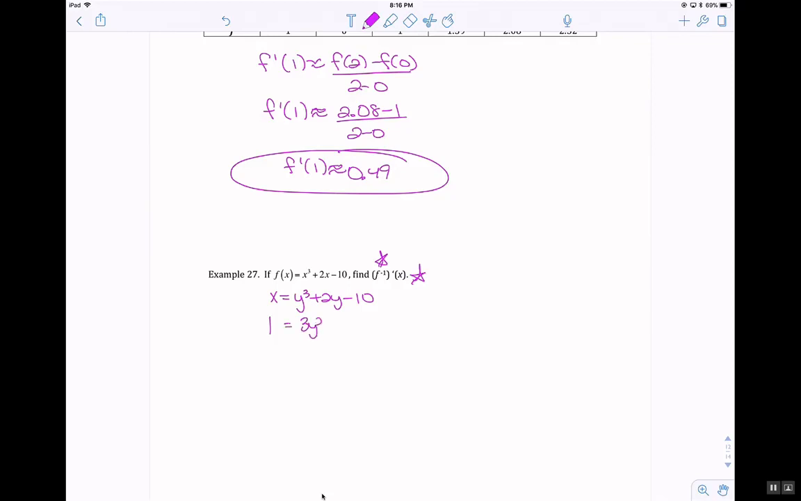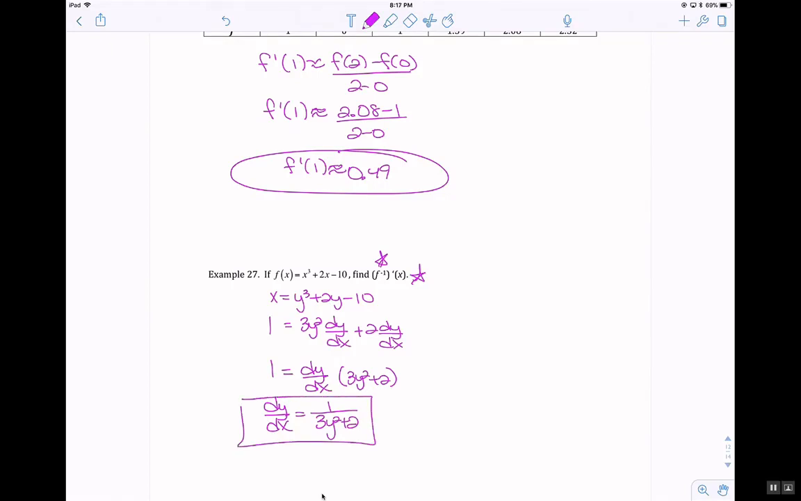Derivative of y cubed is 3y squared, dy dx. Derivative of 2y is 2, dy dx. And derivative of negative 10 is just 0. I can then isolate my dy dx. So dy dx times 3y squared plus 2, so then dy dx is 1 divided by 3y squared plus 2. And that is the derivative of my inverse function.